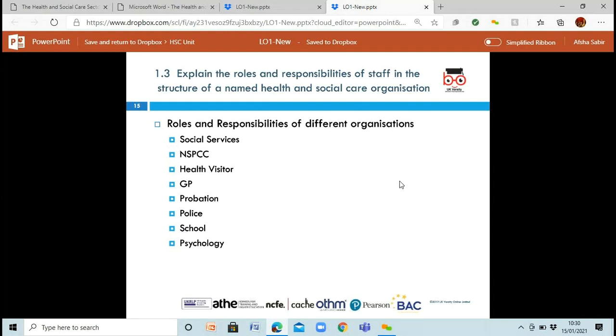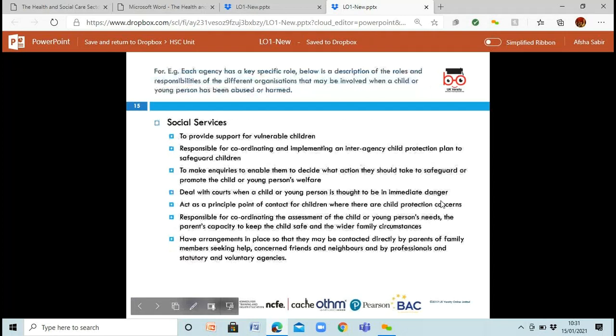Thank you. So we've got the NSPCC, health visitor, GP, probation officers, police, school, and psychologists. We're actually just going to be looking at two of these now. The rest of these services will be explained right towards the end. We've got a couple of extra slides in there. So we'll be looking at social services and the GPs in the next couple of slides.